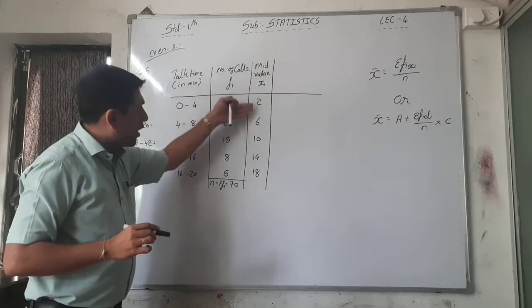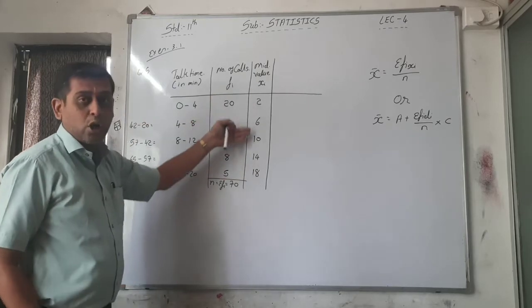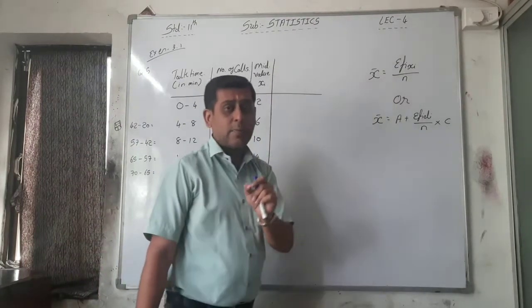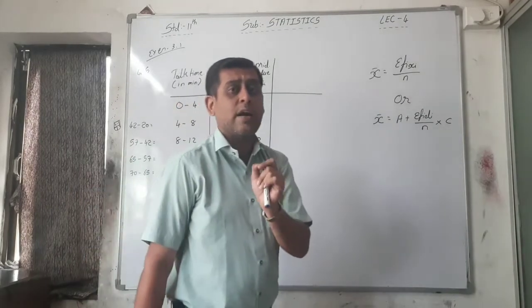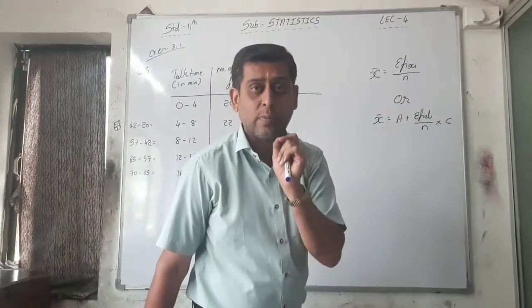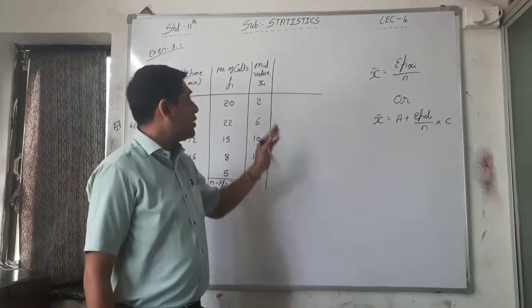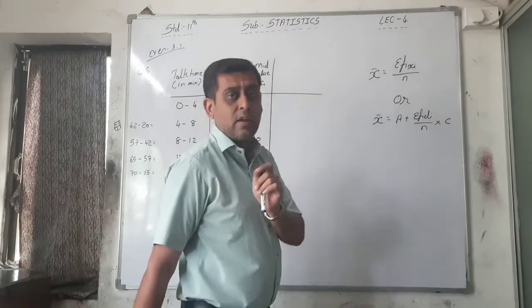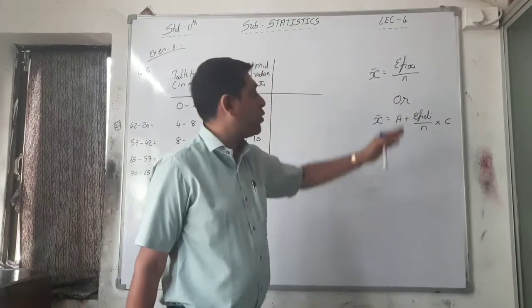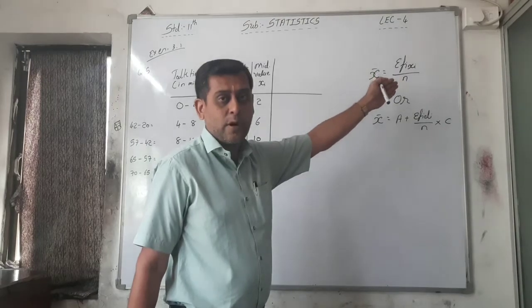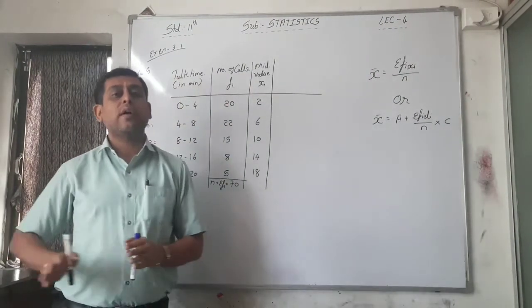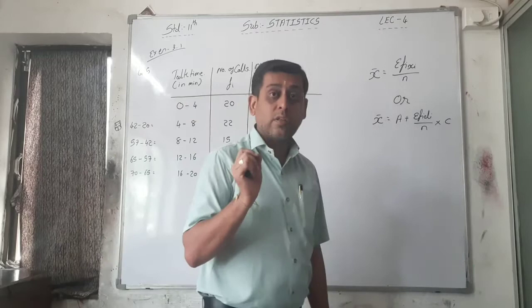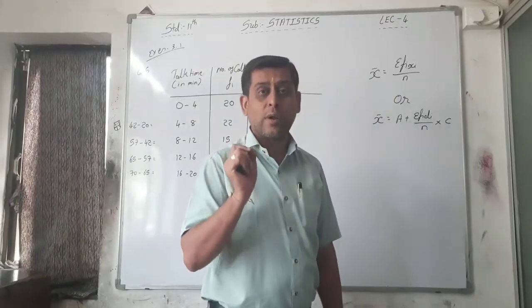Now see the xi's values. All the observations of xi are below 20, so you can use the direct method. See here, there is no specification regarding taking the direct method or the shortcut method. But which one is easy to use? Whenever all the observations of xi are less than 100, or you can say less than 50, then you can use sigma fi xi upon n. But whenever the observations are above 100 or above 1000, then you have to take sigma fi di, and this shortcut method is easy to calculate at that time.